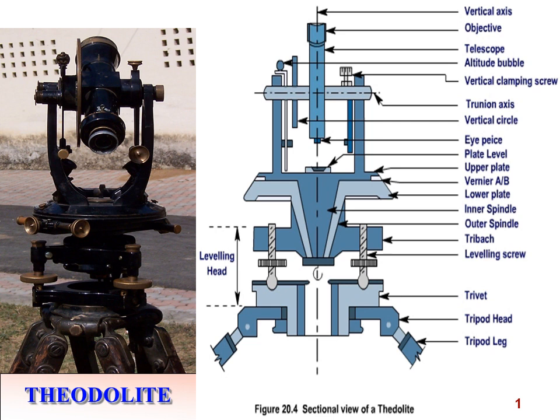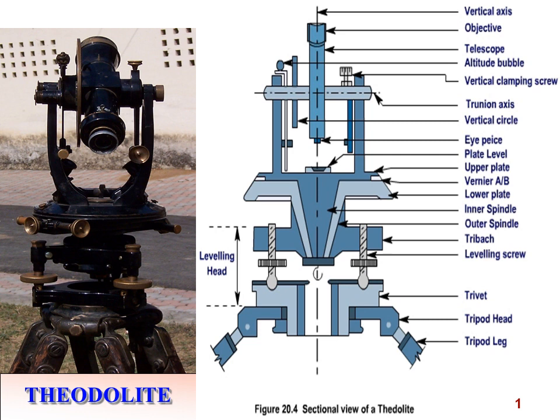Whenever we are interested in recording the horizontal angle as well as the vertical angle, the plate bubble as well as the altitude bubble should be at the center. Otherwise some errors are introduced. Then we use the vertical clamping screw on the trunnion axis, or we call it the horizontal axis of the telescope, and it is the axis which makes a 90-degree angle to the line of sight.